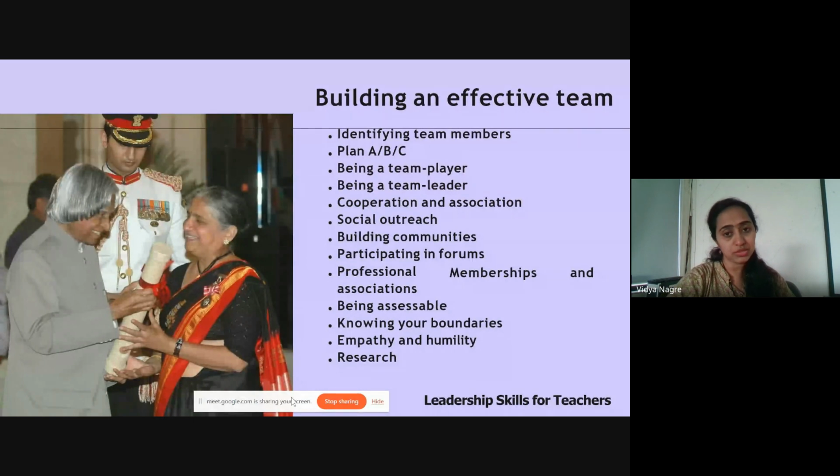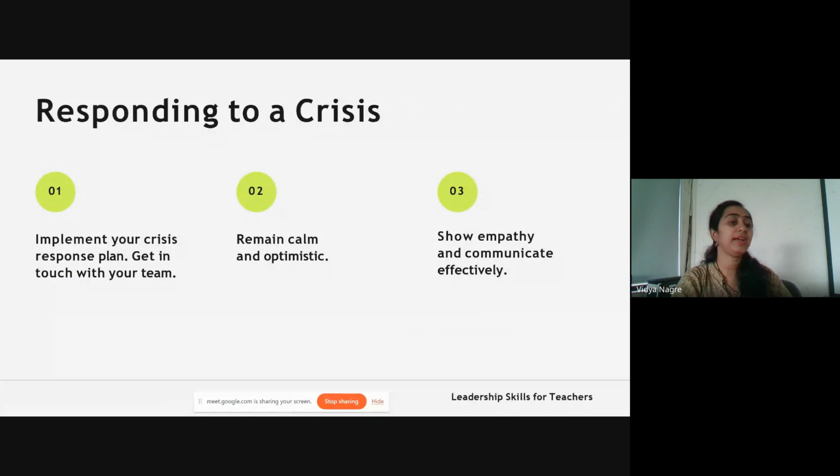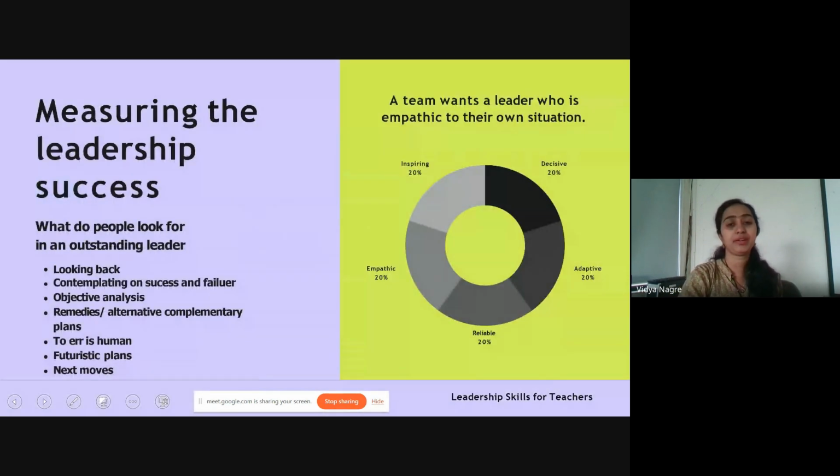Now, along with this come some important things like decision making that I have already talked about, and how you can respond to a situation of crisis. Implement a crisis response plan. You should always think about various situations, imagine, and how you can react to that situation. This imagination always helps you to act in a proper way in real situations. Remain calm and optimistic. Show empathy and communicate with your teammates also.